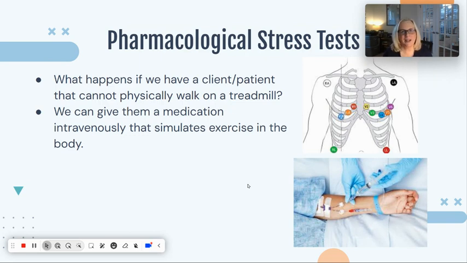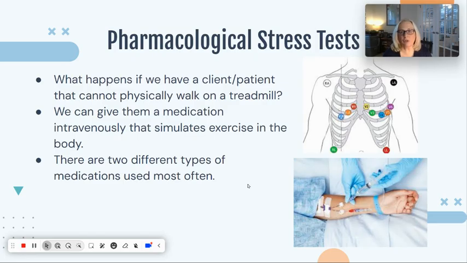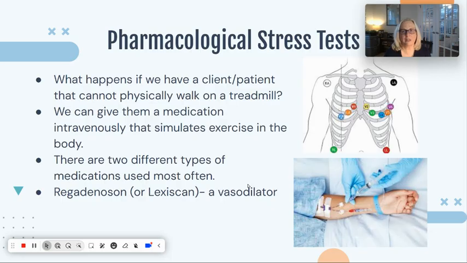It's a very strange feeling from what I understand. I've never had it done because I can physically walk the treadmill, but everyone tells me how strange it feels. There are two different types of medications. One is a vasodilator. This is regadenoson. We call it Lexiscan, that's the brand name. Regadenoson is the drug name. Vasodilation happens during exercise, so that's what we want to do: vasodilate and push that tracer in right after. And then we'll see if anything clings.